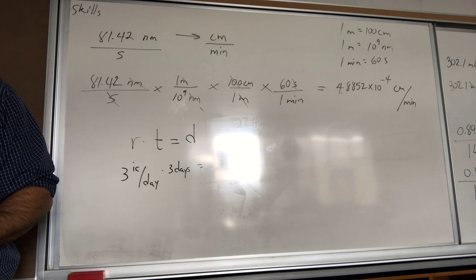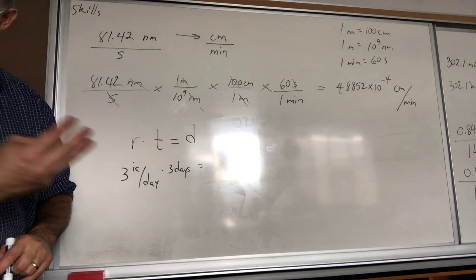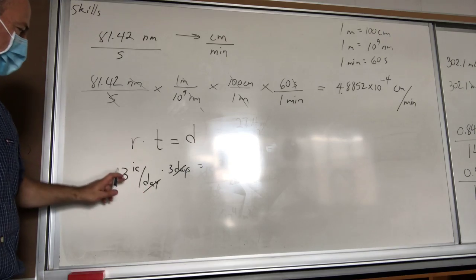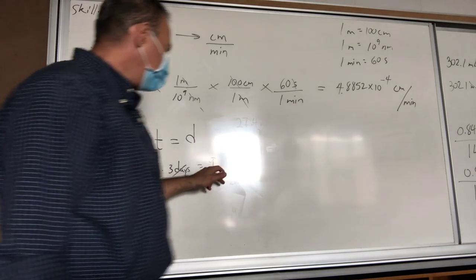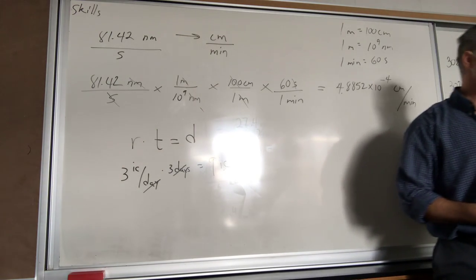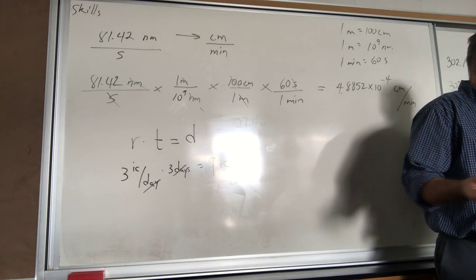You eat 3 ice creams every day for 3 days in a row. How many ice creams did you eat? 9 ice creams. See, look, days cancel. 3 times 3 is 9 ice creams. Okay? You just did a rate problem. You did it in your head. You already know how to do rate problems. You just don't know the formula.